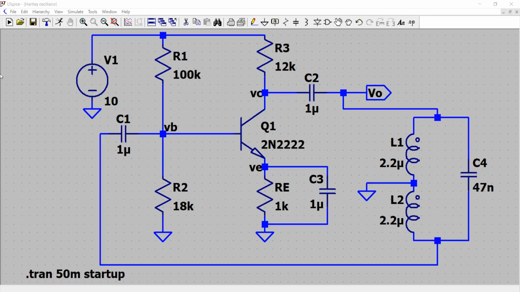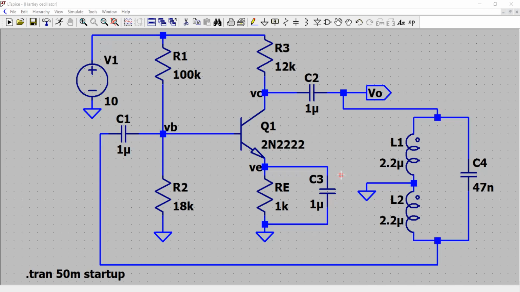Hello, welcome back to our channel. We are going to use a SPICE simulator, which helps us to draw the schematic and simulate and analyze the performance of a circuit. So we are going to understand the circuit and its behavior. It is basically an oscillator circuit, namely the Hartley oscillator.